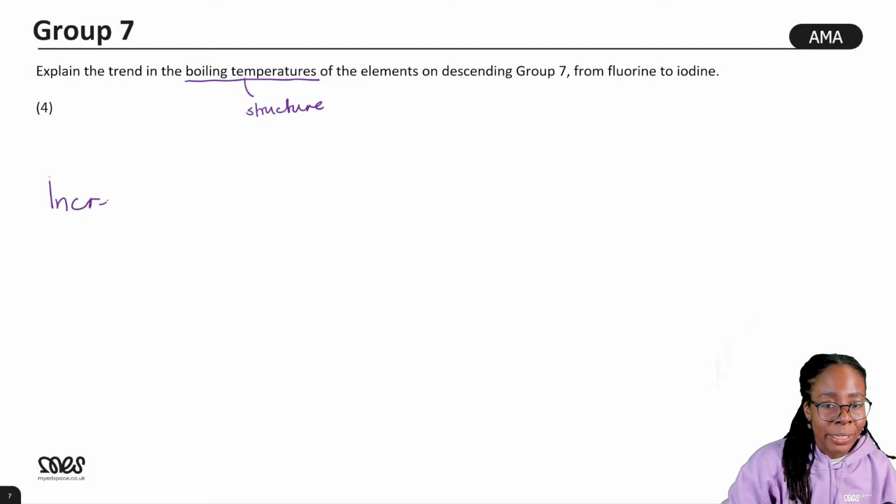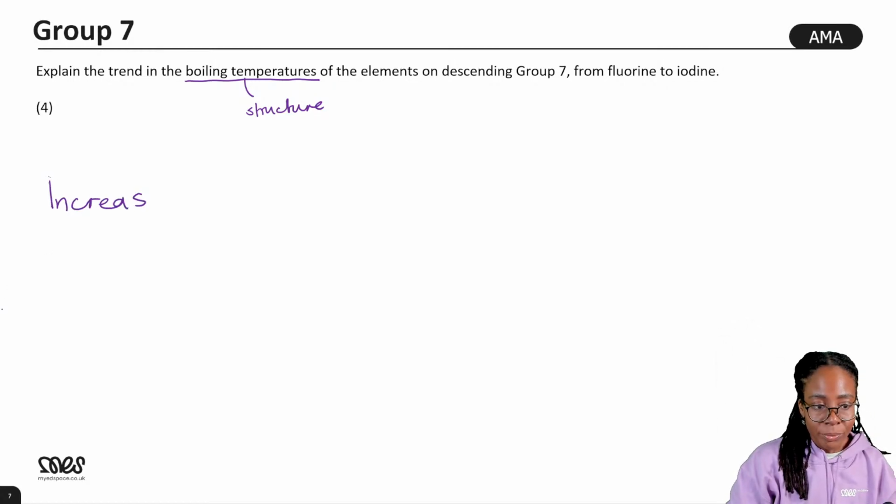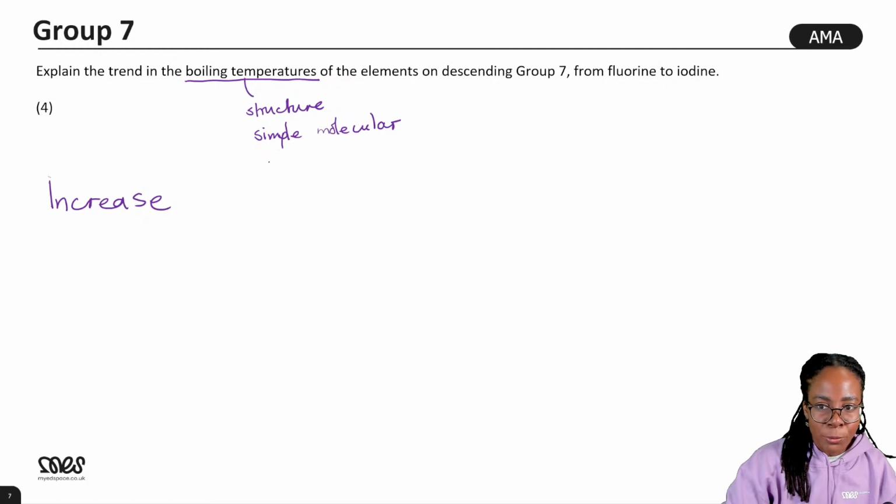The boiling point will increase. Why? Again, let's consider what type of structure they have. Lovely, Chinwendu. So they have simple molecular structures. So they exist as simple molecules, and so they are held together by intermolecular forces, specifically van der Waals forces, or depending on your mark scheme, London forces.